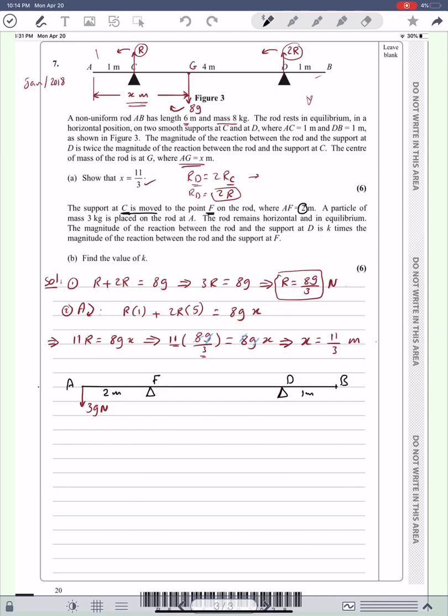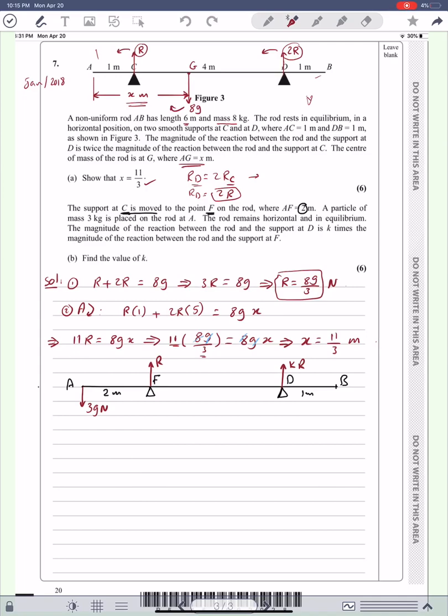But he told us in the question now, the new part, that the magnitude of the reaction between the rod and D is K times the one at F. So if this is R, this is KR. Don't try, dear students, RF and RD. Don't. K times this at D is K times the other one. Do the smaller one R and the larger one KR.